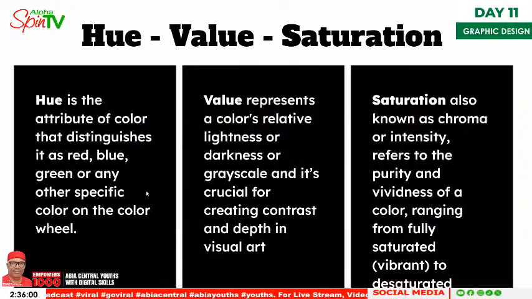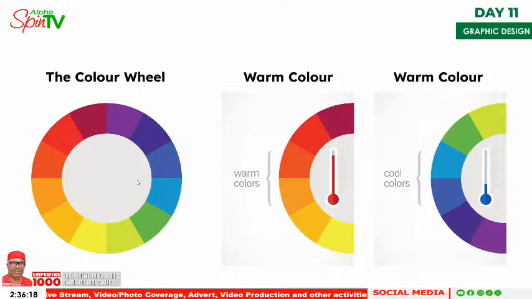Now, hue, value, and saturation. Hue is the attribute of color that distinguishes it as red, blue, green, or any other specific color on a color wheel. Now, this is a hue, this is a hue, this is a hue. These are different hues. Are we together?